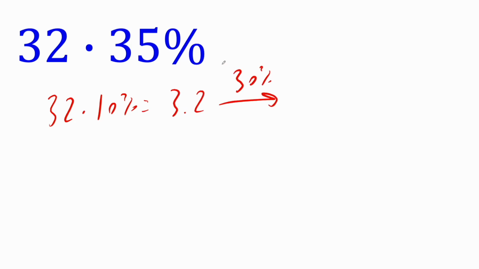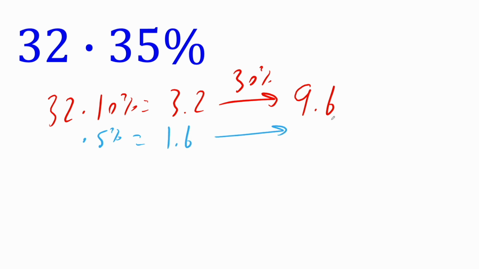So now we have 35%. So similar idea, 32 times 10% is going to give us 3.2. But we want 30%. Actually, we want 35%, but let's just do 30%. So we're going to multiply by 3, and we're going to get 9.6. Now, if we did 5%, it's going to be half of 10%. So we're going to get 1.6.